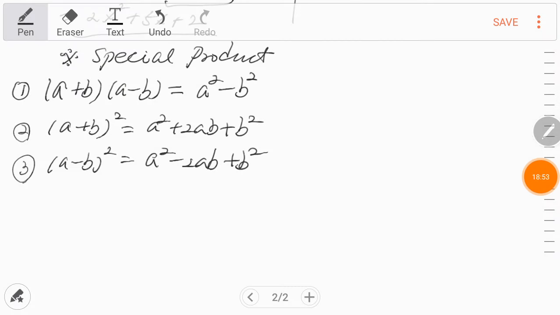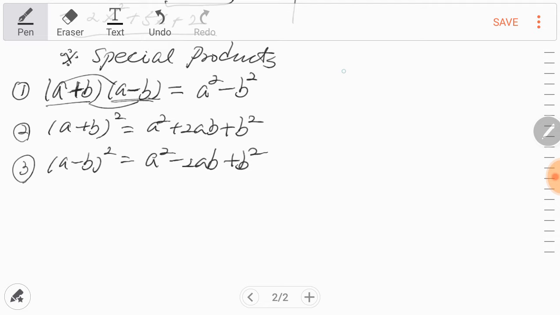Okay, here are very important special products. There are 3 special products. All of these are binomials, so we multiply a binomial by a binomial, where the first and the second terms are the same, a and b, a and b, but the first binomial is plus and the second binomial is minus. Then the result is a squared minus b squared, and the middle terms are gone.